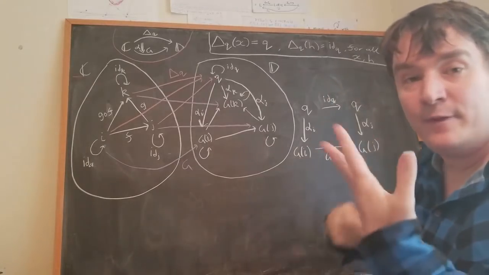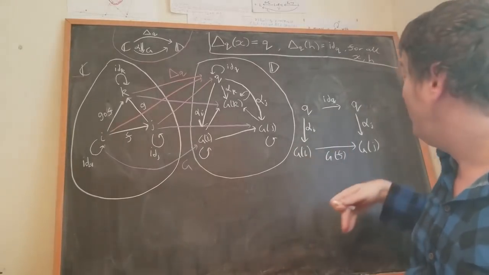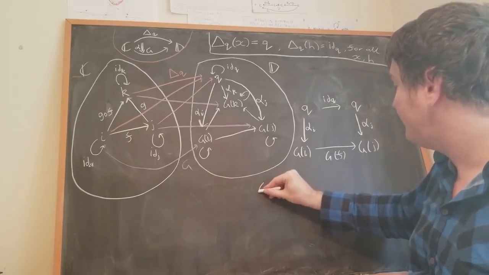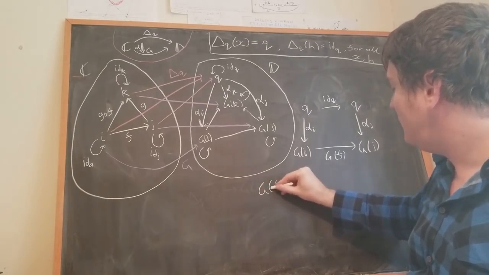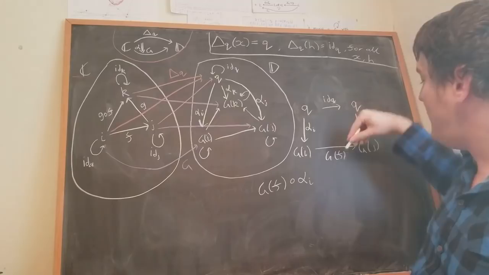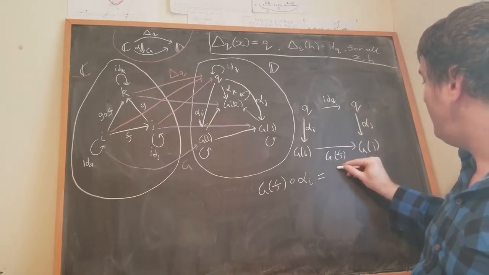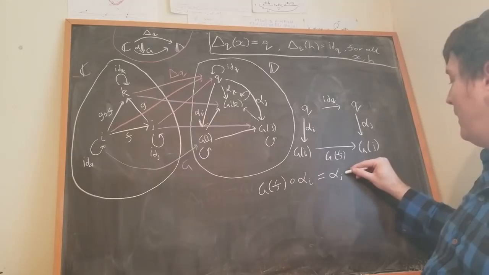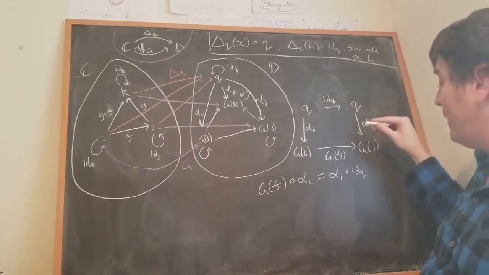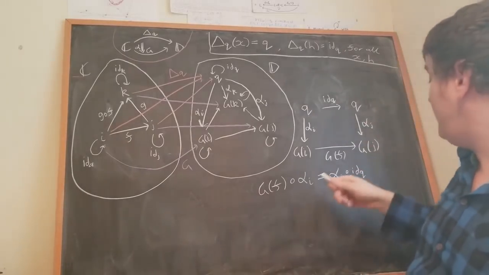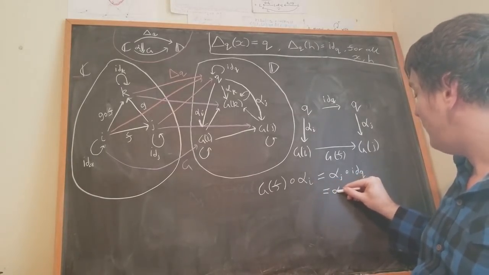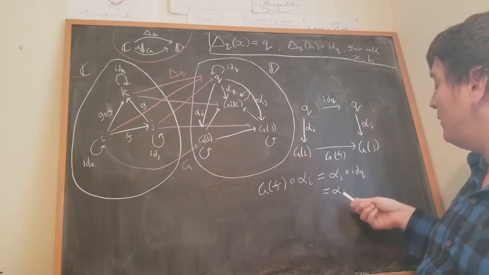So let's write down the condition that we get for this square having to commute. So what we get is that G of F after alpha I, that's this way, is equal to alpha J after ID_Q. That's this way. And we can simplify this a bit because we know that when we compose something with an identity arrow, we just get the other arrow back. So this is just going to be equal to alpha J.